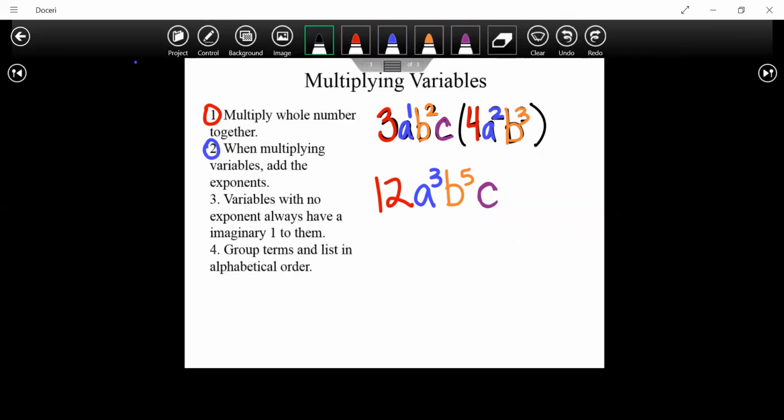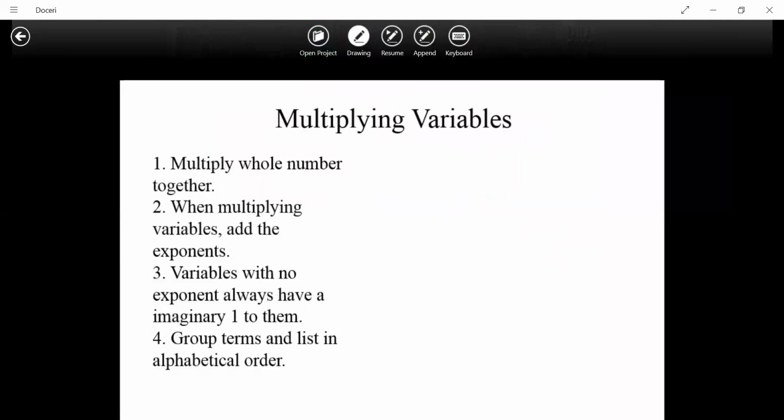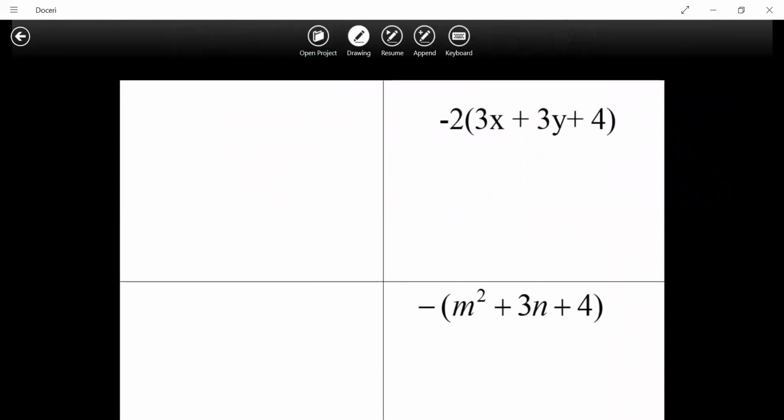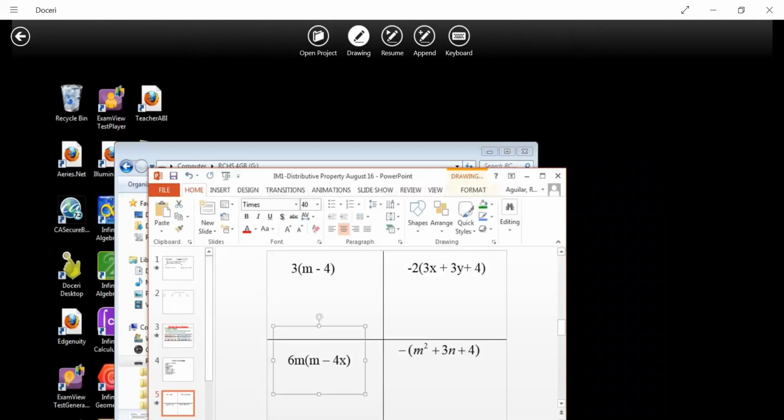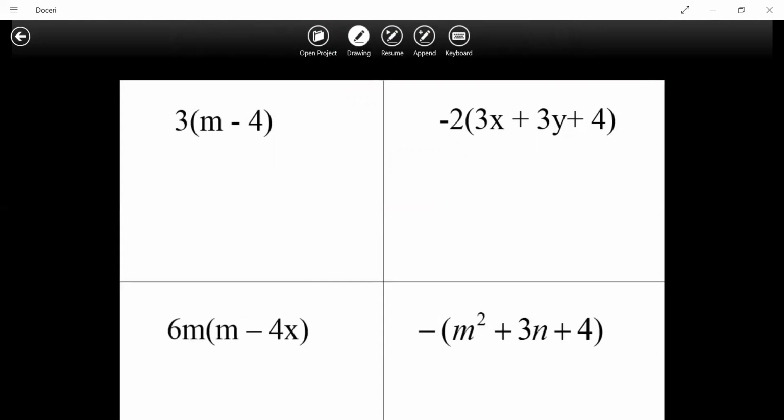Are we good to go? Okay. We're going to continue on doing this. We're going to go into problems. These are very straightforward. Okay, copy that down for me. I'm sorry, let me try to get these a little bit better for you. There we go, a little bit better to see. There you guys go.